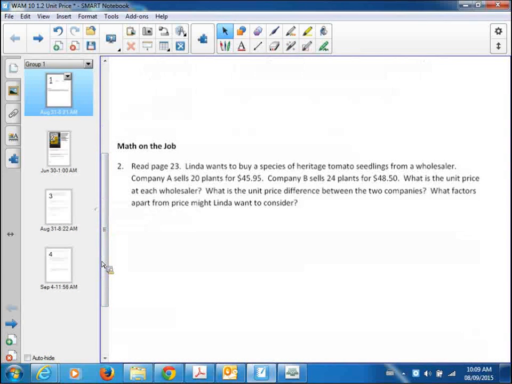Now, math on the job. It says here to read page 23, well, no. Linda wants to buy tomato seedlings from a wholesaler. Company A sells 20 plants for $45.95. Company B sells 24 plants for $48.50. What is the unit price at each wholesaler?